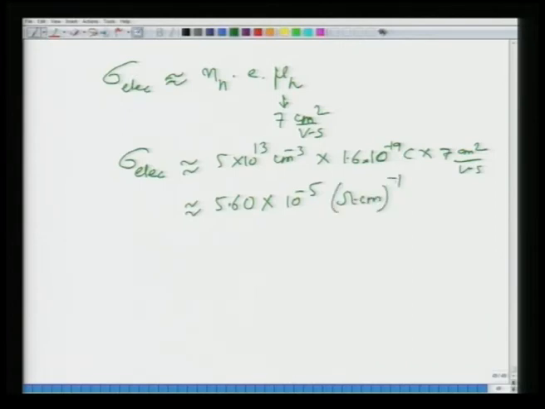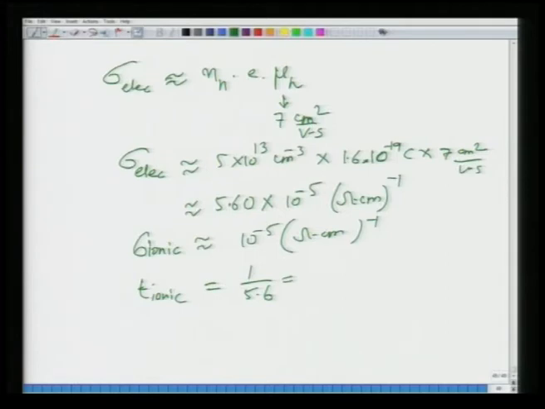So if you compare the two values, sigma ionic was 10 to the power minus 5 ohm centimeter inverse. If you compare these two values, they are not vastly different. Of course, the electronic conductivity is still higher, but if you calculate the t ionic, it is merely 1 by 5.6. Now, this works out to roughly approximately.